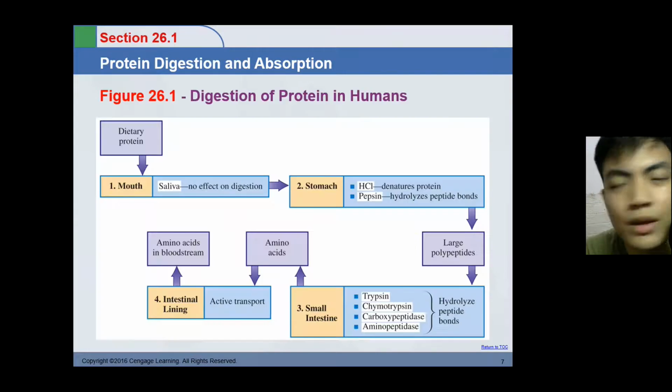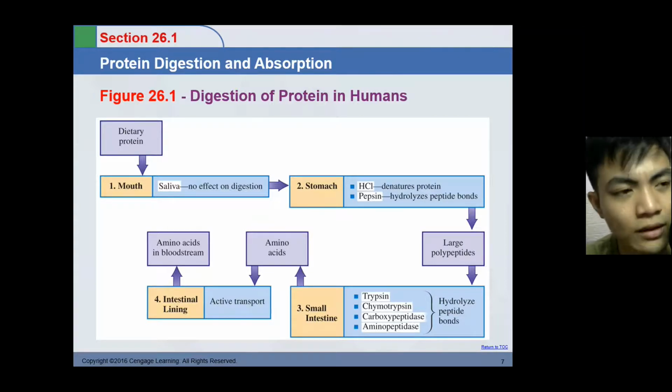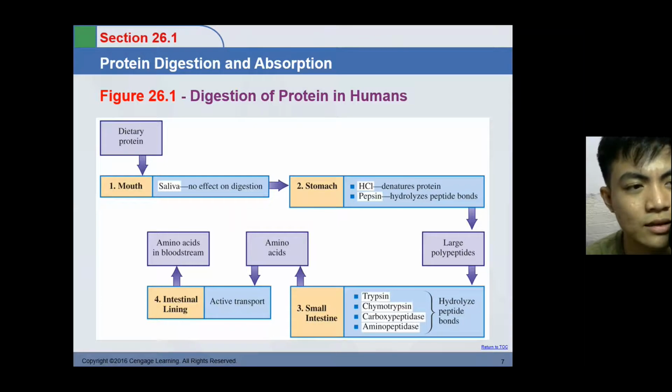Okay? So overall, ito yung summary natin. Again, yung mouth, wala siyang effect pagdating sa ating protein. However, yung stomach, dun tayo nagkakaroon ng first digestion process. The HCl helps denature the protein kasi alam natin proteins are denatured by acids. So, masisira yung ating mga globular proteins. Magiging ano sila? Flat. Magiging linear sila. And then, pag naging linear na yun, pwede na siya putulin ng ating mga enzymes like pepsin.